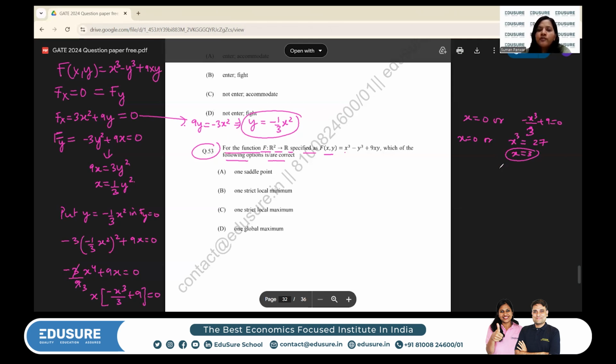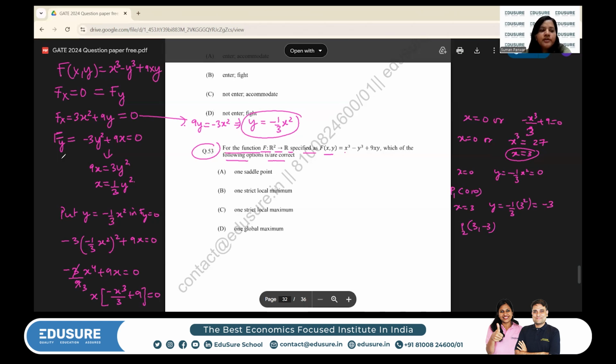Okay. So we have two candidates. When x equals 0, y equals minus 1 by 3 x square, which is 0. So one of the points is (0, 0). The other point is x equals 3, so y equals minus 1 upon 3 times 3 square, which is minus 3. So the other point is (3, -3). This is point number 1, and this is point number 2, which are candidates for critical points.